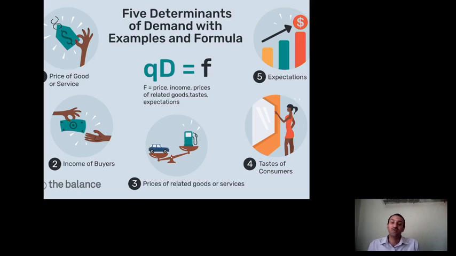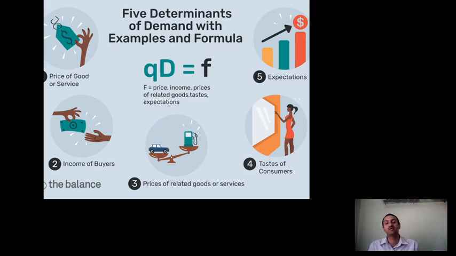Another example, if there is a new model to be launched in the mobile sector or telecom sector, the demand for other products will fall, because the taste of the consumer is being shifted to the new model or new mobile. So if the taste of the customer changes, the demand for the products will also change, because the taste changes according to the changing market trend.